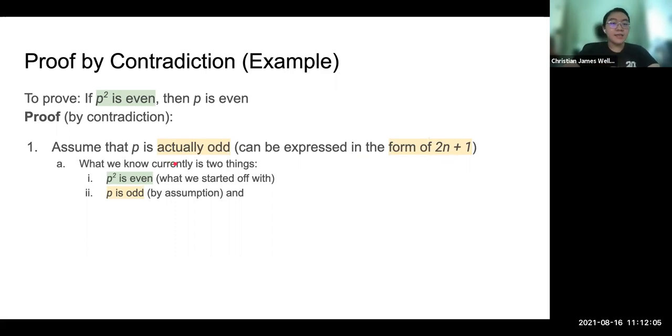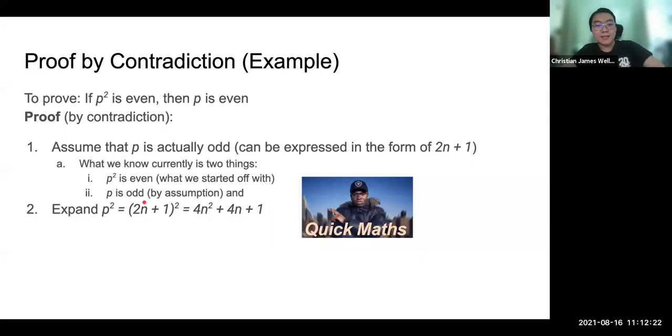Okay, then what we know currently is two things. What we know of the entire situation, our domain knowledge, is p squared is even. This is what we started off with. And then by our assumption, we know that p is odd. Okay, this is our assumption. Then let's do a little bit of math and expand p squared. What happens if I have p squared is even?